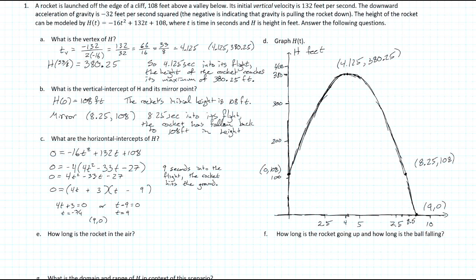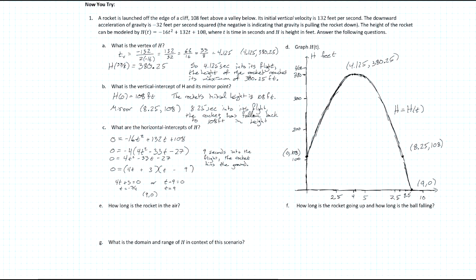Nice. This is h equals h of t, right? The height equals the output of the height function. And from this, we can go ahead and answer these questions. How long is the rocket in the air? The rocket is in the air for 9 seconds before it hits the ground.